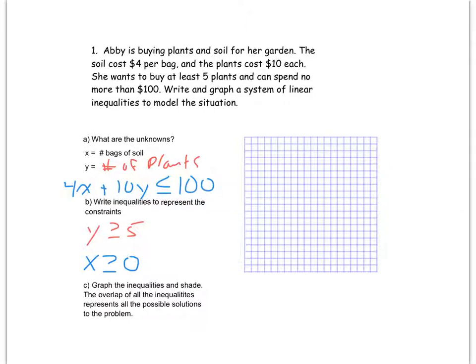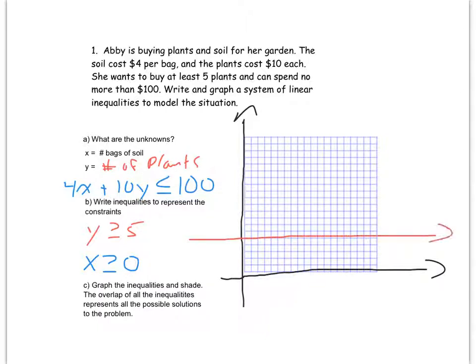So, our inequalities, I'm going to make my axes right here, because this is all positive. So, let's let the y-axis be right here. Let's let the x-axis be right here. Okay. Let's graph our two easy inequalities. I'll do y has got to be greater than or equal to 5, so y has got to be above that red line. X is greater than 0, of course, so it's everything to the right of the blue line.